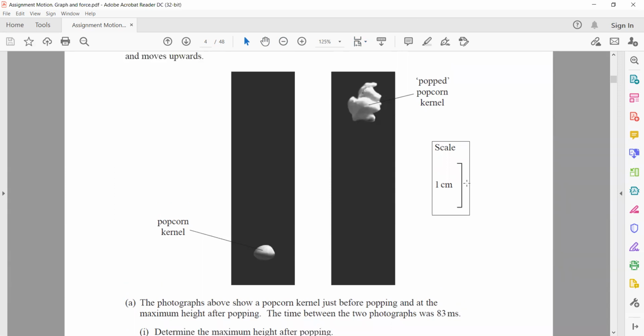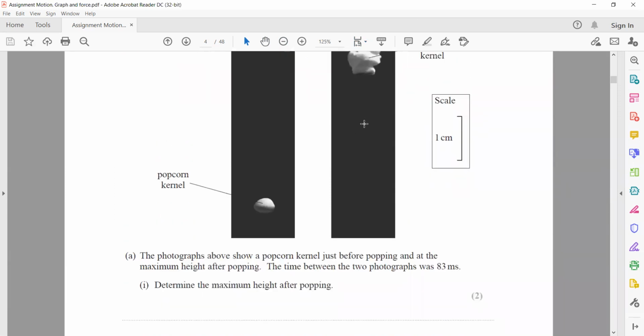The scale they represent: this length is 1 centimeter. So they give you an idea. Using a ruler, what you will do is measure this length and you will get the scale. For example, when you place your ruler and you get 2 centimeter, the figure size 2 centimeter is equivalent to actual size 1 centimeter.